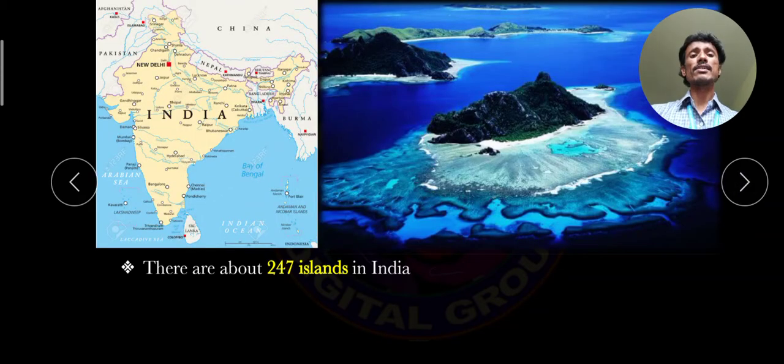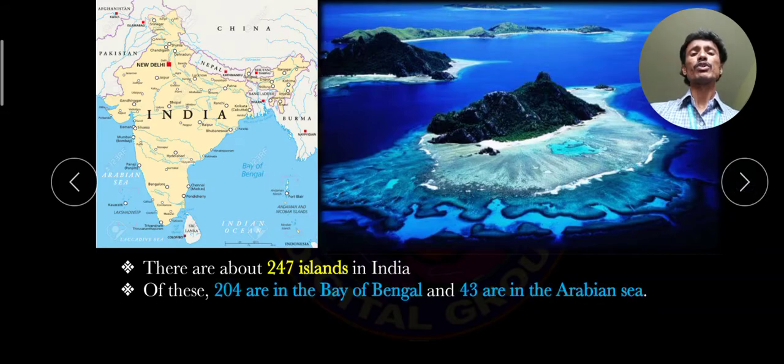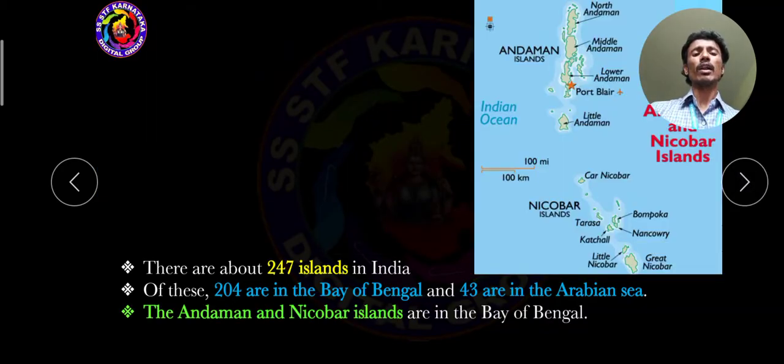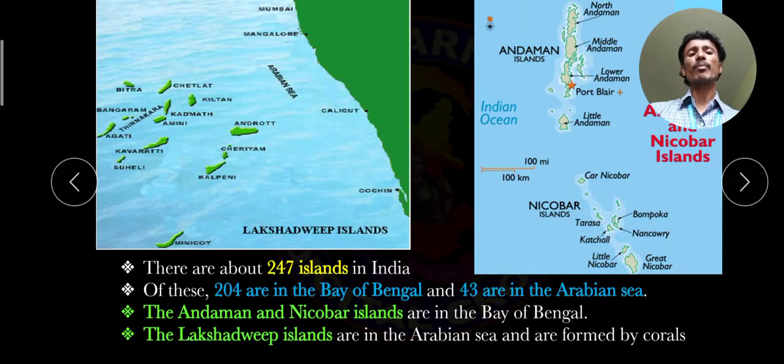Then last, dear students, there are about 247 islands in India, especially in the seas. Of these, 204 islands we can find in the Bay of Bengal and 43 islands in the Arabian Sea. And among these, in the Bay of Bengal we can see the Andaman and Nicobar Islands, and the Lakshadweep Islands we can see in the Arabian Sea.